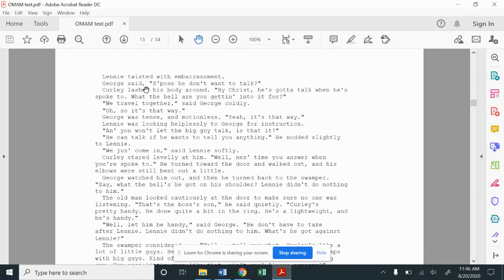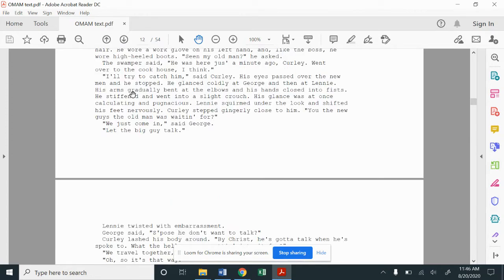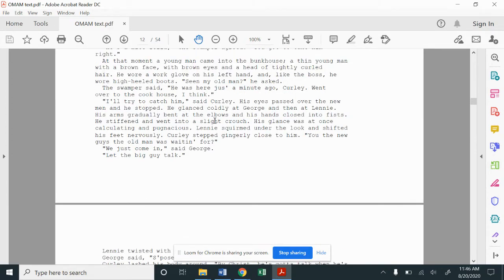It says Curly lashed his body around. "By Christ, he's got to talk when he's spoken to. What the hell are you getting into it for?" So you'll notice when he comes in, here he is coming in. It says, "I'll try to catch him," Curly said. His eyes passed through the new men and then stopped. He glanced coldly at George and then at Lenny. His arms gradually bent at the elbows and his hands closed in a fist.